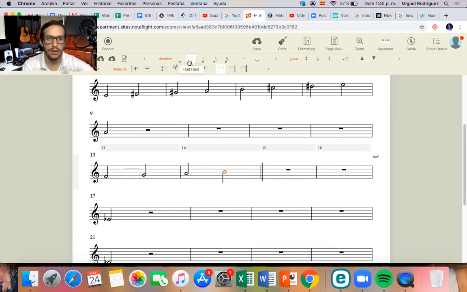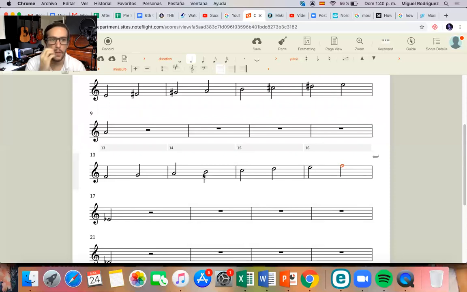So F, G, A, B, C, D, E, and F. Okay, and now we're going to do the same thing. We're going to apply the formula. From F to G, we need a whole step. We have a whole step, so we leave the G alone. From G to A, we need a whole step. And we have a whole step, so again, we leave the A alone.